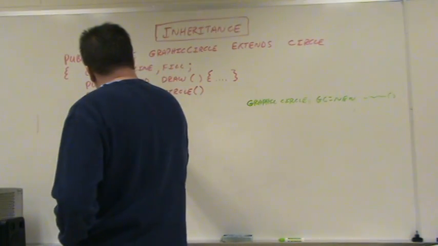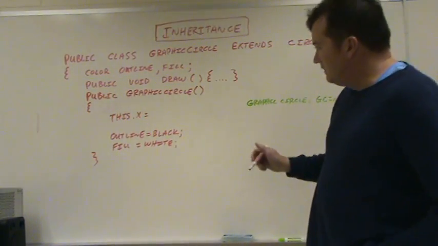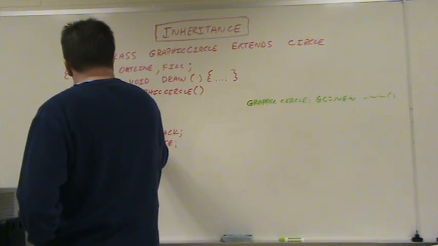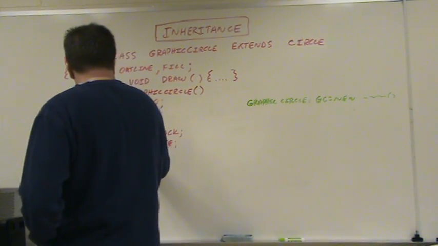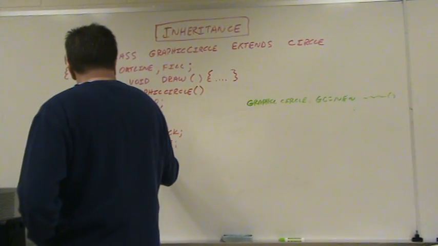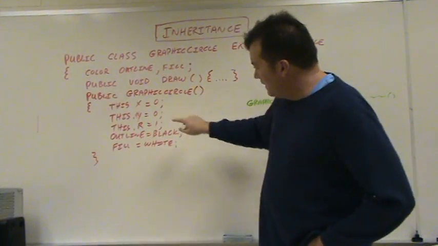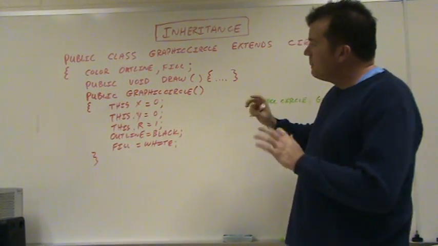Okay, so like this dot x equal. Yeah. Okay, but that would be almost what we had before. This x equals 0, this y equals 0, and this r equals 1. Yeah.